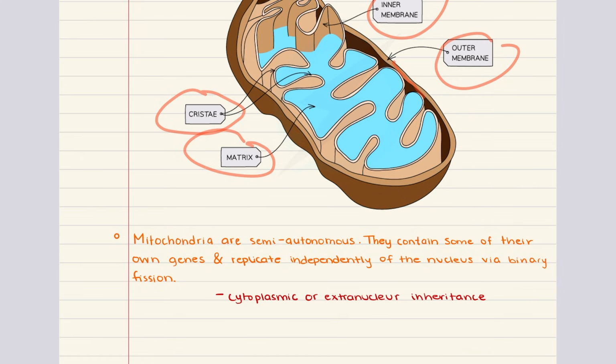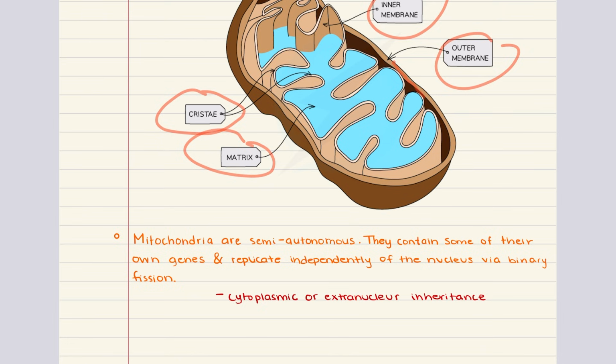Because mitochondrial DNA is separate from nuclear DNA, it is inherited through a process known as cytoplasmic or extranuclear inheritance. In most organisms, mitochondrial DNA is passed down exclusively through the maternal line. And that's because during fertilization, the mitochondria from the sperm are typically not retained in the embryo. Now, this unique feature of mitochondrial genetics is part of the evidence supporting the endosymbiotic theory.